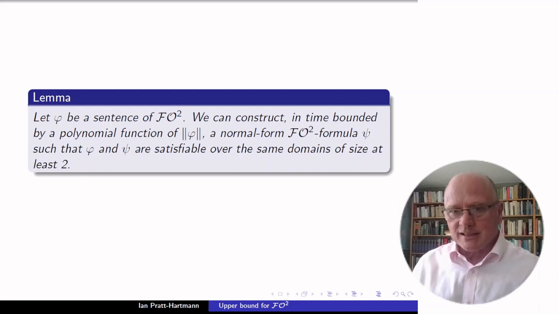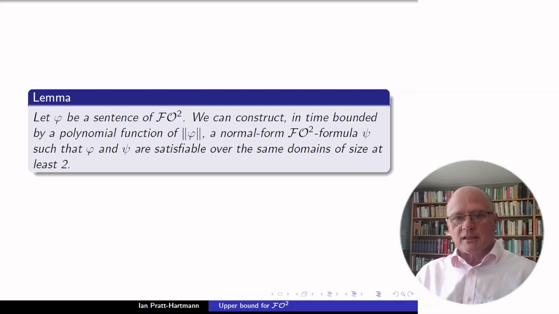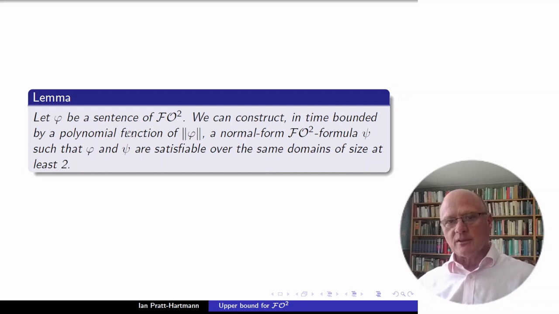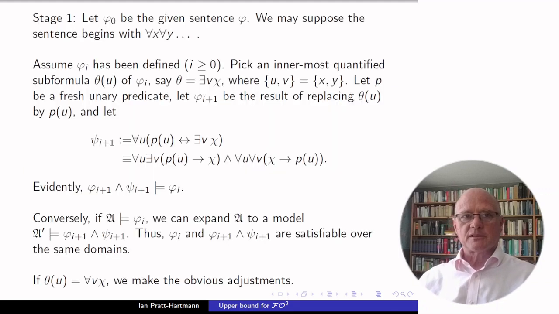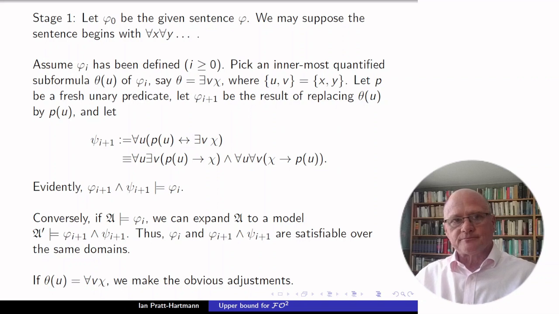And of course we can easily test whether phi is satisfiable over domains of size 1, because that's just a problem in propositional logic. So this lemma is useful because it means that if we want to determine the satisfiability of a formula phi, we can restrict attention to formulas which are in normal form. So let's see how we prove this lemma.